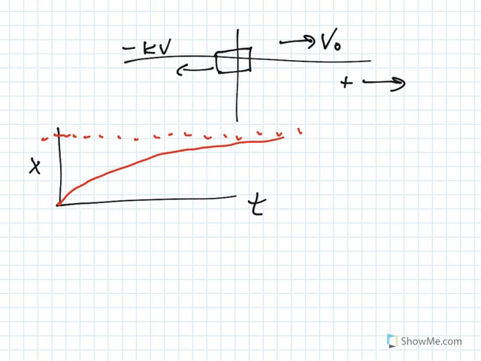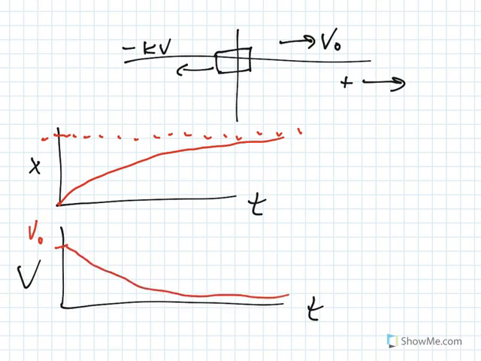And then v as a function of time. It starts off with a velocity v naught, and then that decreases nice and smoothly until it stops with a v of 0 right here.